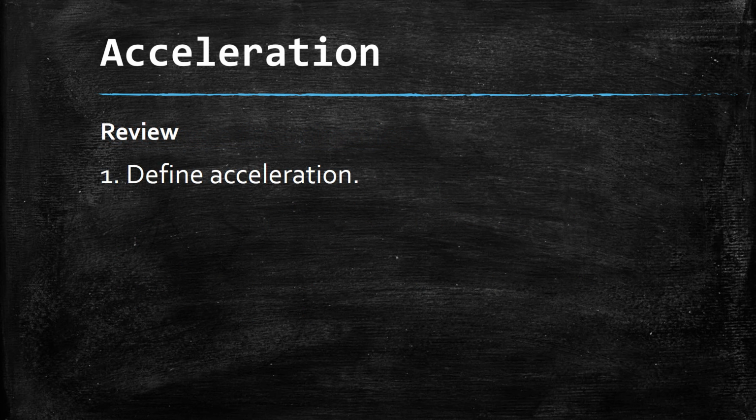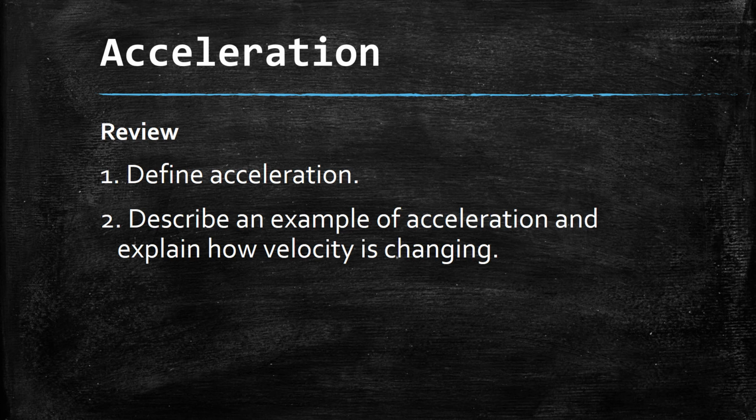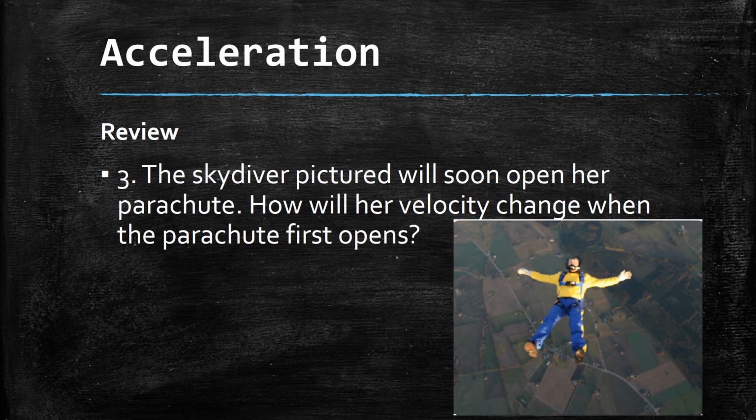Okay, so a review for the acceleration topic. I won't go over the answers here. These are something that you can go back and look in your notes to find the answers for. But you should be able to, after finishing this short video, define what acceleration is. You should be able to describe an example of acceleration and explain how velocity is changing. And you should be able to answer the following question. The skydiver pictured will soon open her parachute. How will her velocity change when the parachute first opens? You may try and answer those on your guided notes, and you may check your answer with your teacher.